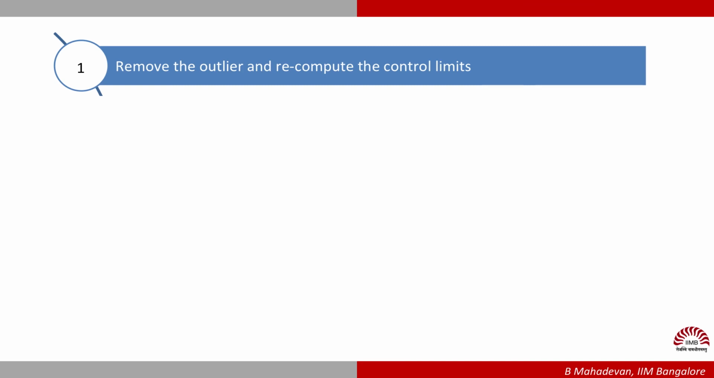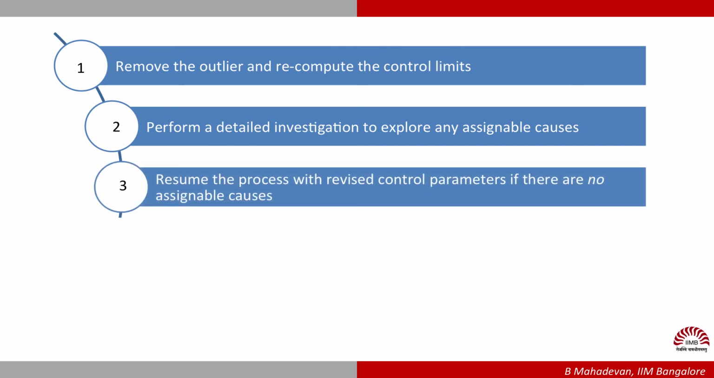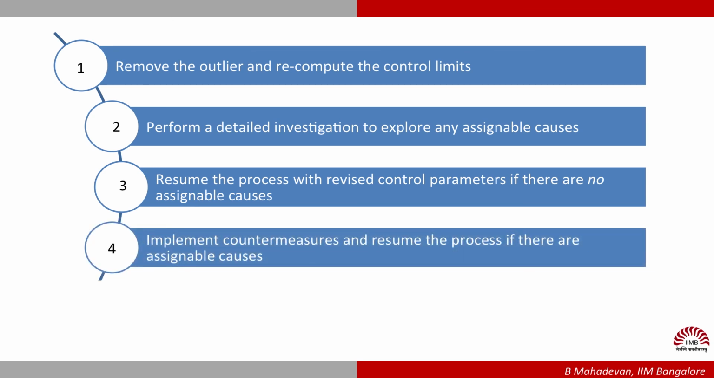So what are all the steps we need to take? Step 1, remove the outlier and recompute the control limits, which means you need to revise the chart parameters now. Step 2, perform a detailed investigation to explore any assignable causes for the drift in the performance. Step 3, if there are no assignable causes, then resume the process with the revised control parameters, or if there are assignable causes, implement countermeasures and change the process in whatever way it is required and resume the process.